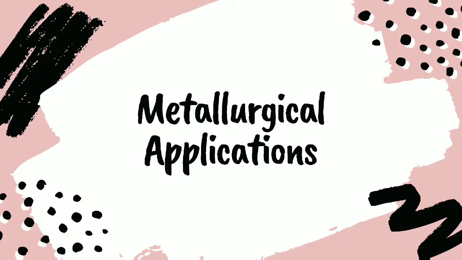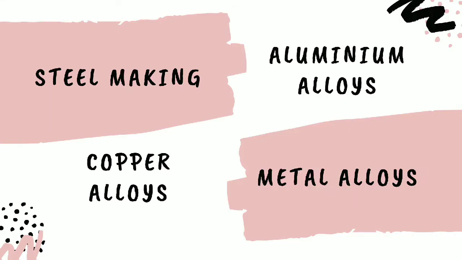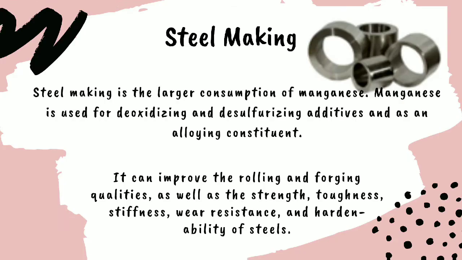First is metallurgical applications. Metallurgical applications include steel making, aluminum alloys, copper alloys, and metal alloys. The largest consumption of manganese is steel making. Manganese is used for deoxidizing and desulfurizing additives and as an alloying constituent. It can improve the rolling and forging qualities as well as the strength of steels and many more.